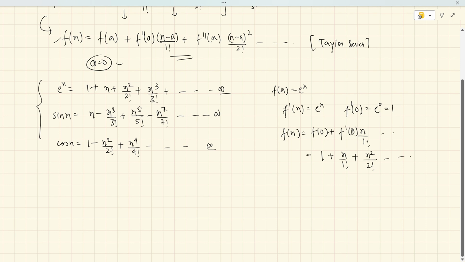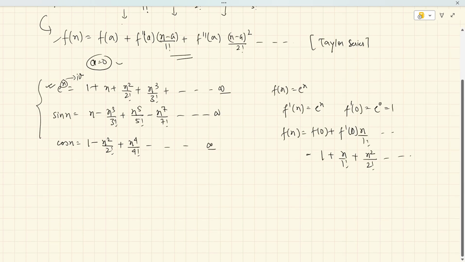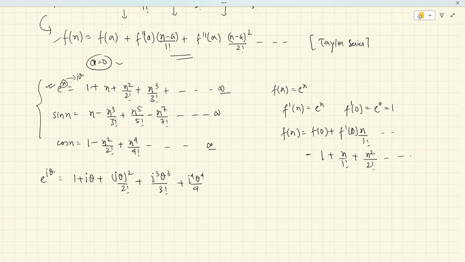Now, in the very first expansion, instead of x, we put i theta. So we get e to the power i theta is equal to 1 plus i theta plus i theta whole square divided by 2 factorial plus i cube theta cube divided by 3 factorial plus i to the power 4 theta to the power 4 divided by 4 factorial plus i to the power 5 theta to the power 5 divided by 5 factorial and so on.